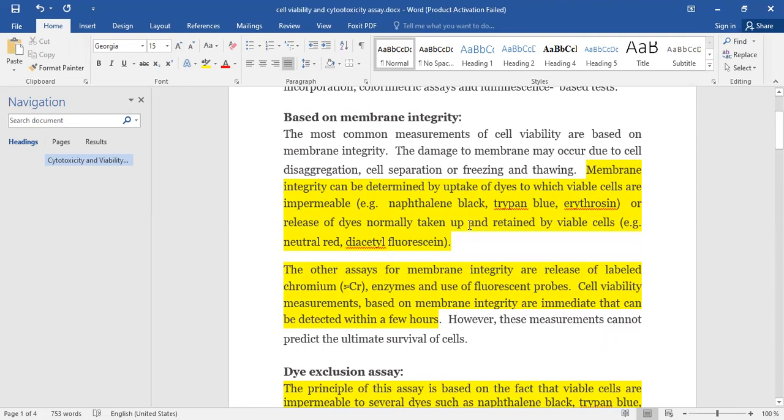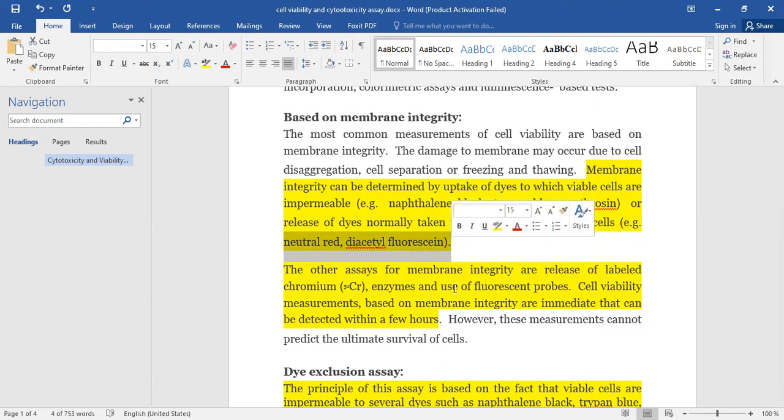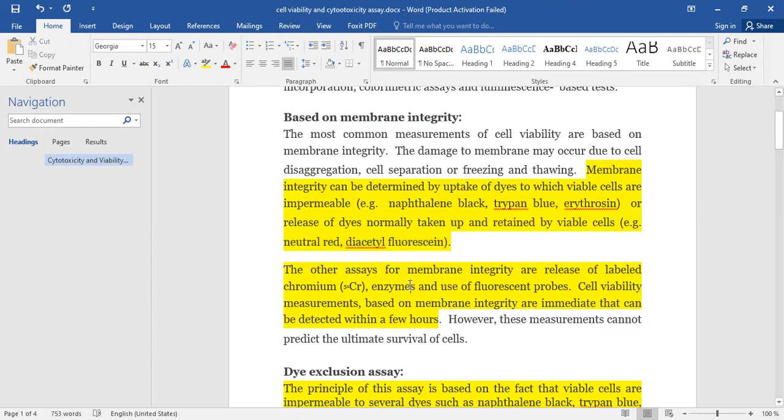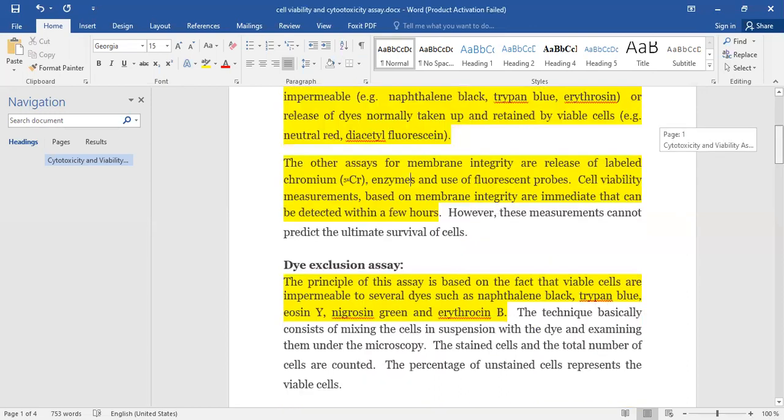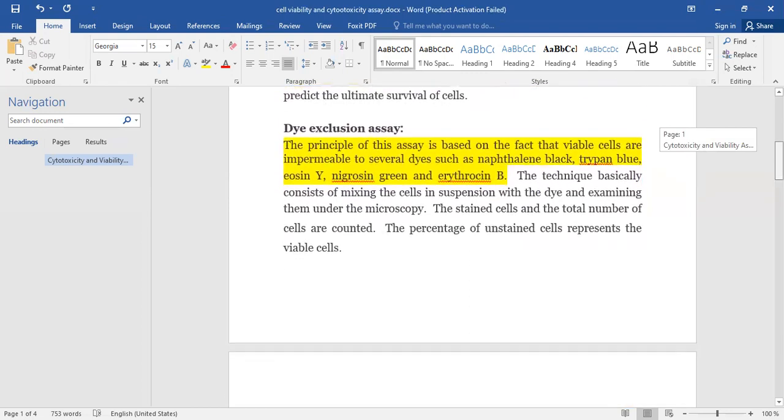Due to these methods, we can analyze the number of viable cells and the number of dead cells. These dyes are used for the analysis of the dead cells, and other dyes are used for the analysis of the viable cells, because they can be retained by the viable cells. Another method can be the labeled chromium test, in which viable cells can fluoresce. On the basis of these principles, there are some methods.